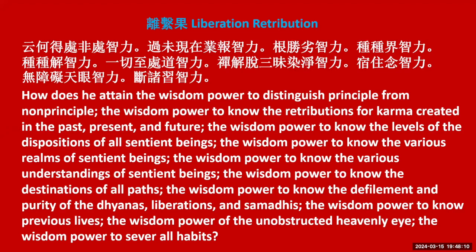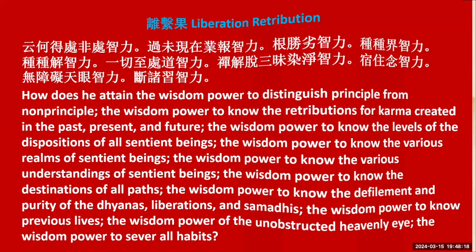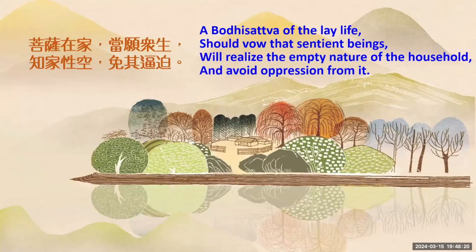In this passage, we can see that by practicing the pure conduct, this bodhisattva is capable of attaining the five eyes: physical eye, heavenly eye, wisdom eye, Dharma eye, and Buddha eye. For example, the first vow, a bodhisattva of the lay life should vow that sentient beings will realize the empty nature of the household and avoid oppression from it.